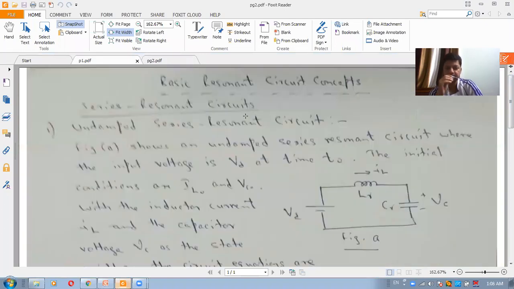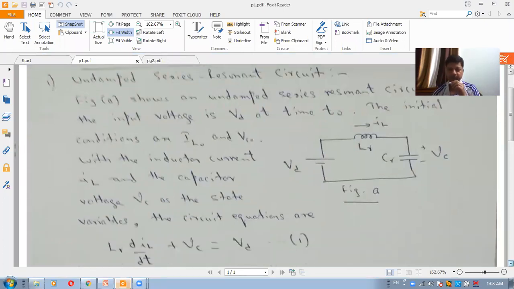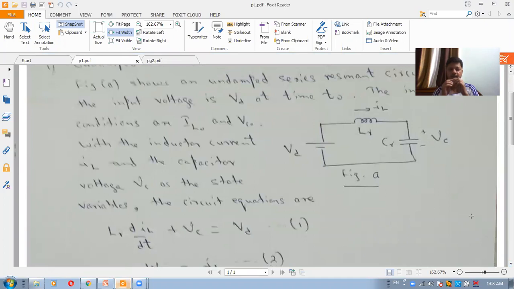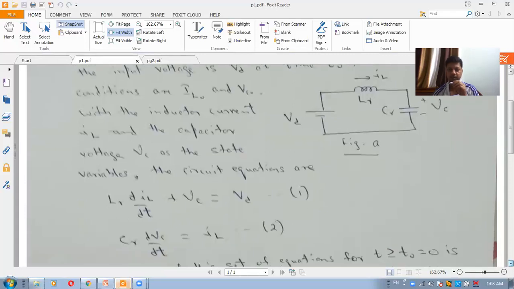So this is the undamped series resonant circuit that we just saw. So if we take the inductor current IL and the capacitor voltage Vc as the state variables, then the state equations for this circuit are LR dIL by dt plus Vc is equal to Vd and CR dVc by dt is equal to IL. Now I think we have studied state variables in control systems before.